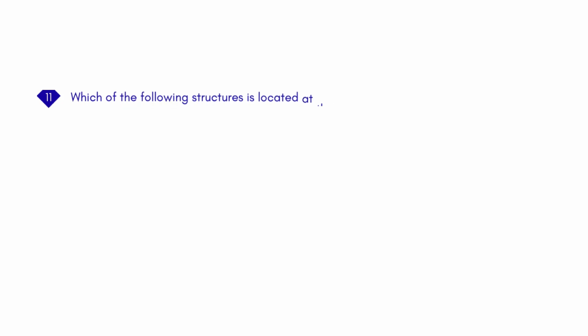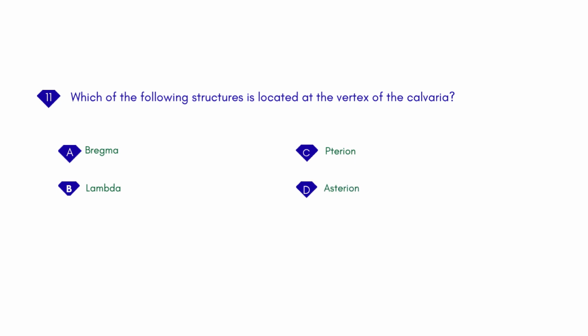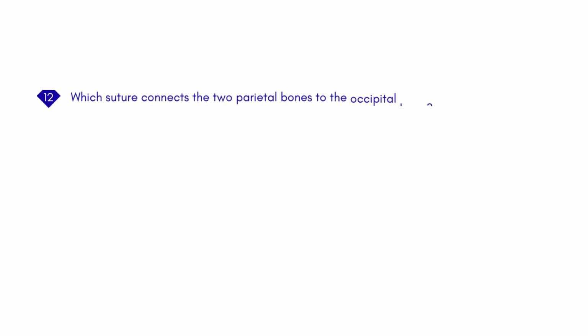Which of the following structures is located at the vertex of the Calvaria? A. Bregma. B. Lambda. C. Pterion. D. Asterion. Answer: A. Bregma.